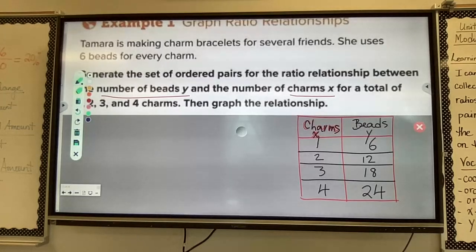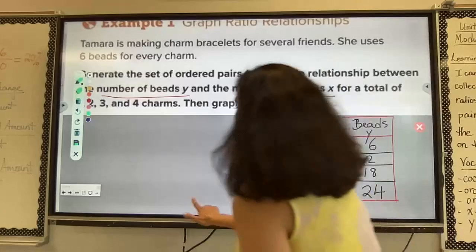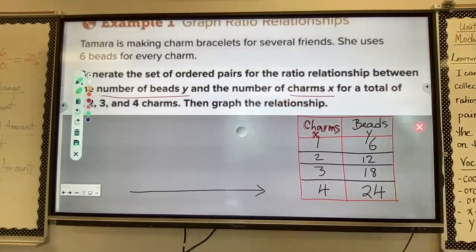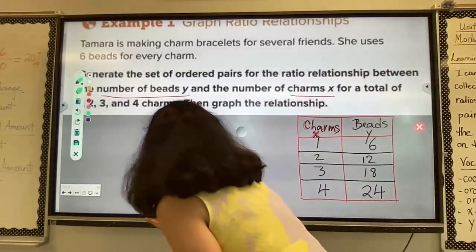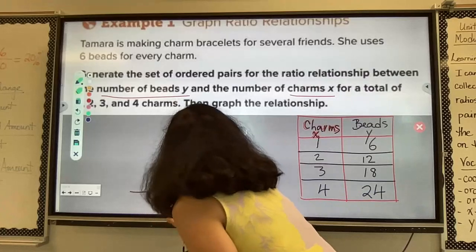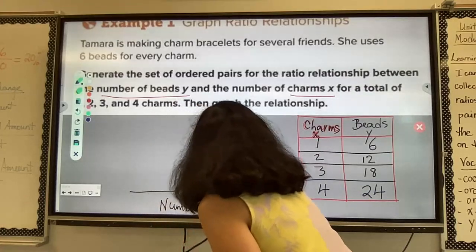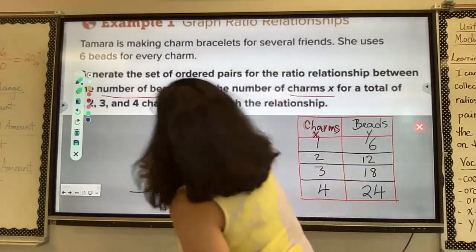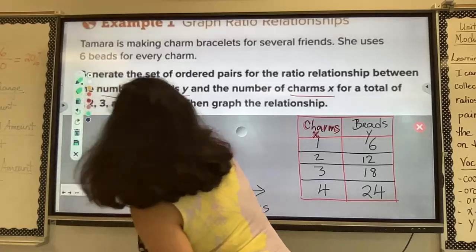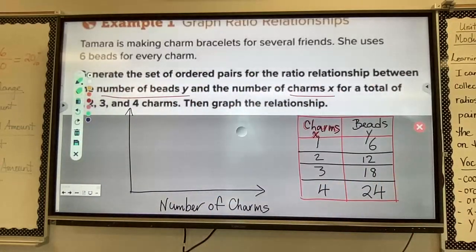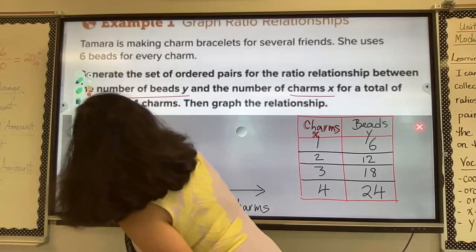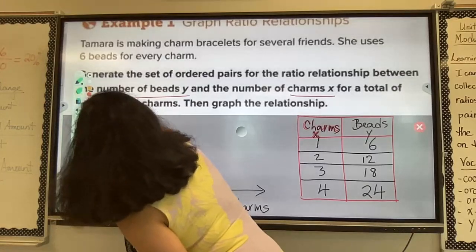After that, all we are doing is graphing this. This is my X, which is my number of charms. And then this is Y, which is the number of beads.